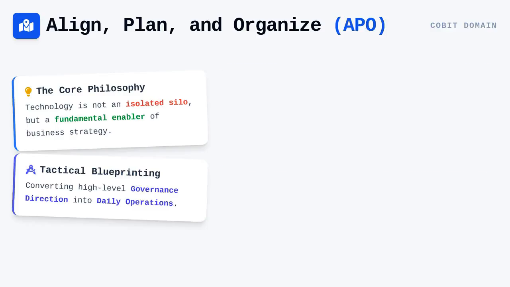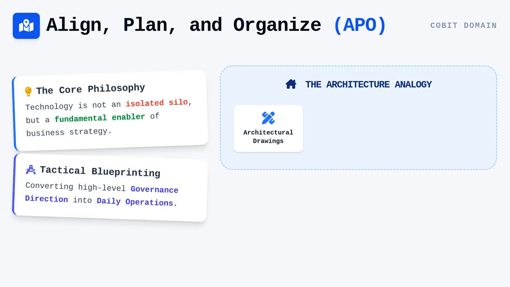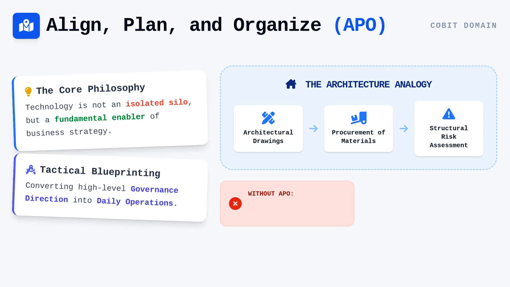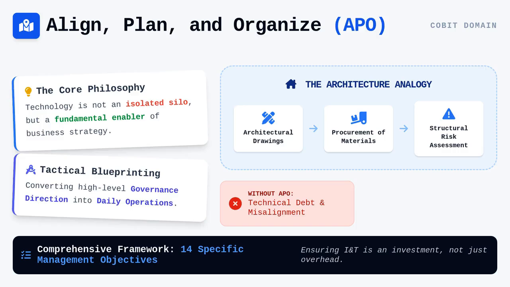If you think about building a house, this domain encompasses everything from the architectural drawings to the procurement of materials and the assessment of potential structural risks. Without these planning activities, you are essentially trying to build infrastructure without a map, which is a recipe for technical debt and misalignment. We cover 14 specific management objectives here, each intended to ensure that the enterprise's investment in information and technology delivers tangible value rather than just overhead.